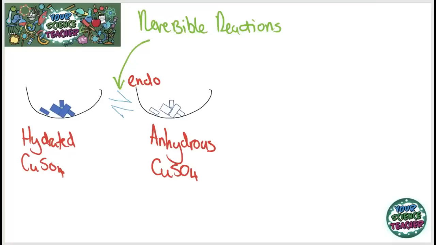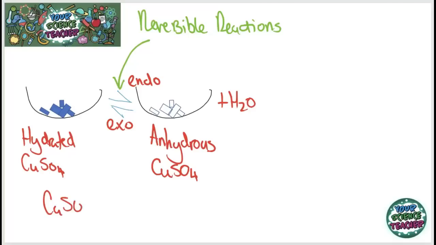Then the reverse reaction, when I add water back to my copper sulfate, is exothermic. And it's really important that if you know that one of your double-headed arrows is exothermic or endothermic, the other is the opposite. They might not give you the colours of the different compounds here. They might just give you a word equation or a balanced symbol equation. So just something to look out for.